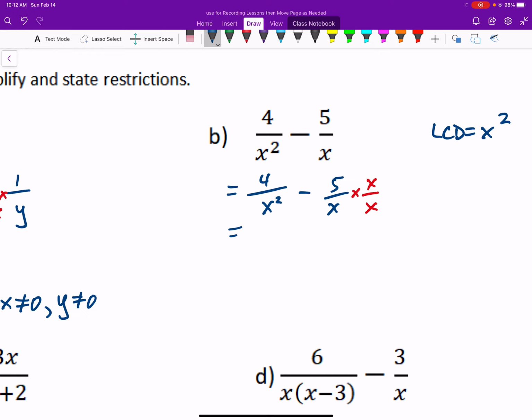Anyway, I end up with 4 over x squared. Nothing's changed for the first fraction. 5 times x for the second fraction over x squared. Now I've got the common denominator. And if I bring them together, I've got 4 minus 5x over x squared, which again, I could rearrange to put in a more standard form of negative 5x plus 4, but in this case, I don't think it's absolutely necessary. And if x equals 0, we're going to have a division by 0 problem, so that's the restriction on my denominator there.